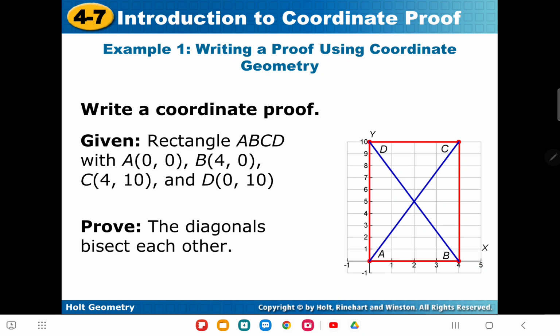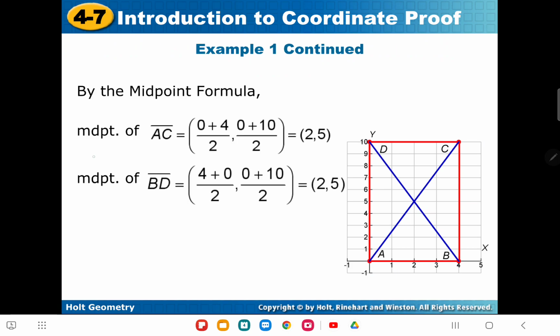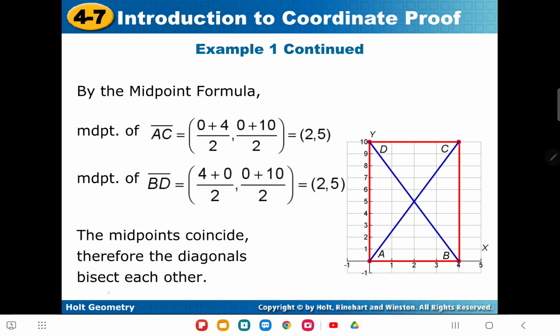Here's a picture, and it looks like the diagonals bisect each other. Visually inspecting, it looks like the diagonals intersect at 2, 5. We do want to be sure that that is a bisecting point. Now I know that if a segment is bisected, it is bisected at the midpoint. So I want to show that both of these have the same midpoint. By the midpoint formula, the midpoint of AC is in fact 2, 5. The midpoint of BD is also 2, 5. Since the midpoints coincide, the diagonals bisect each other.